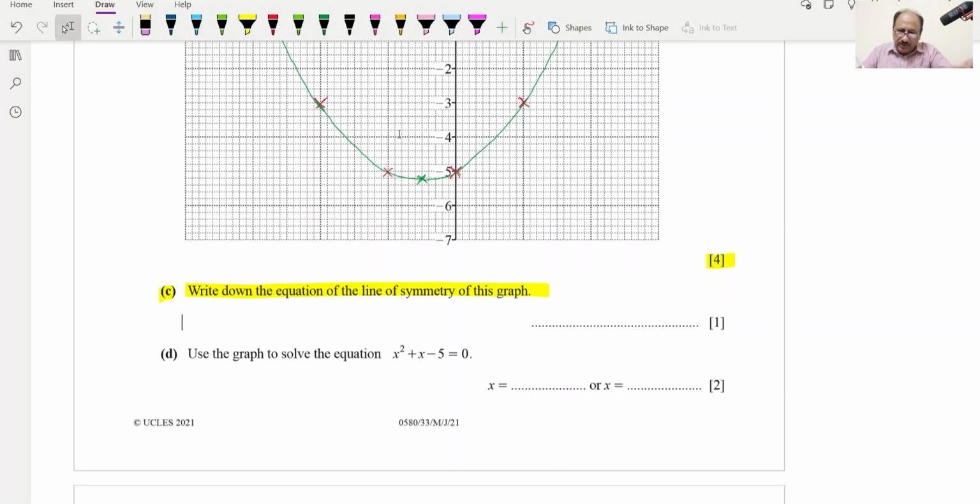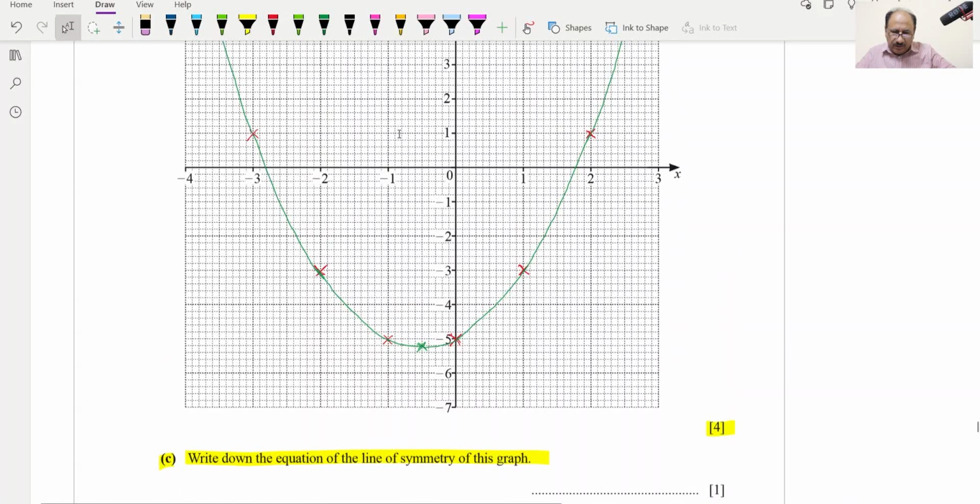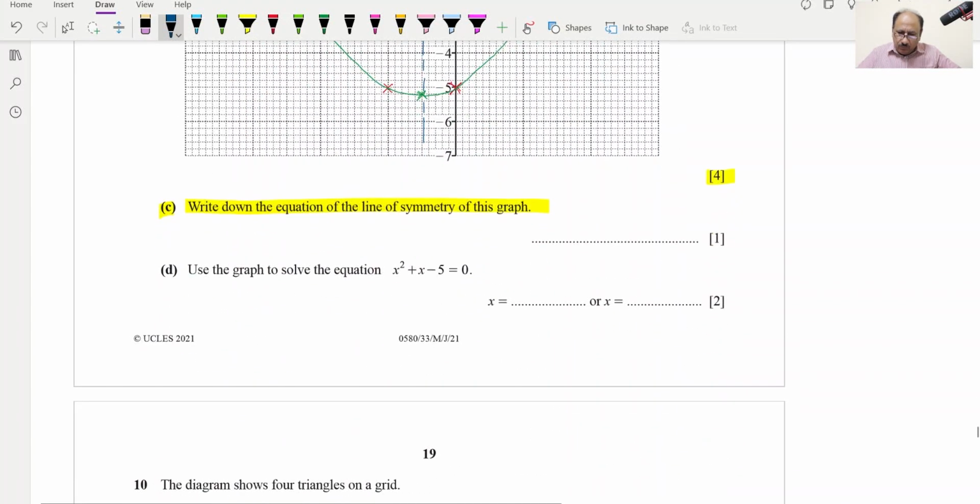Line of symmetry, as we have done, line of symmetry we can draw also. And that line of symmetry will be like this one, which we have checked the value, which is at minus 0.5. So we can provide answer as minus 0.5, which we have basically used additional point to draw the graph.